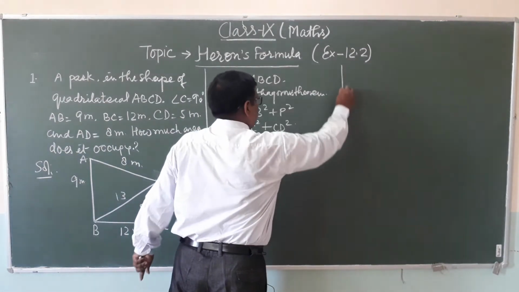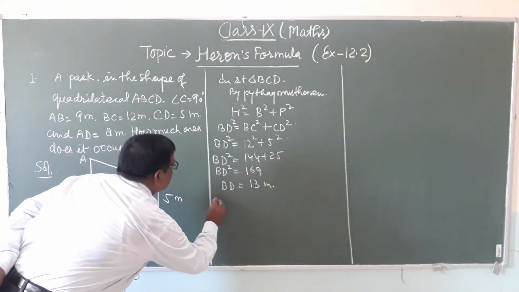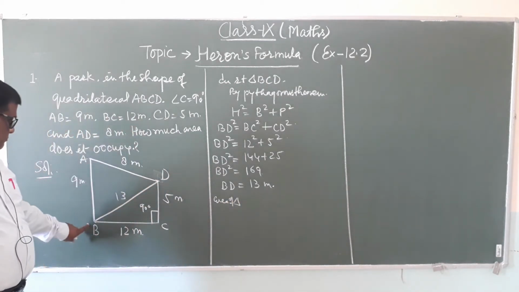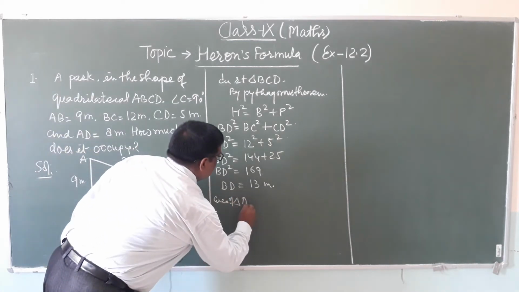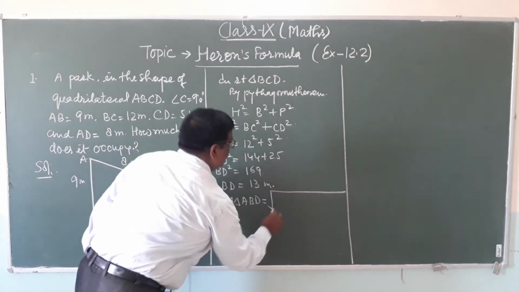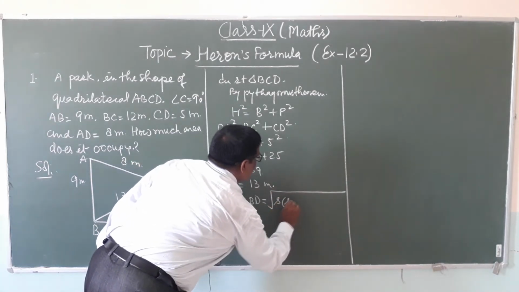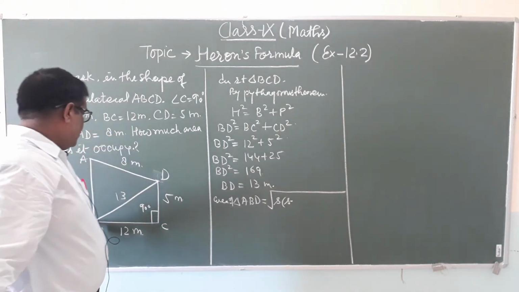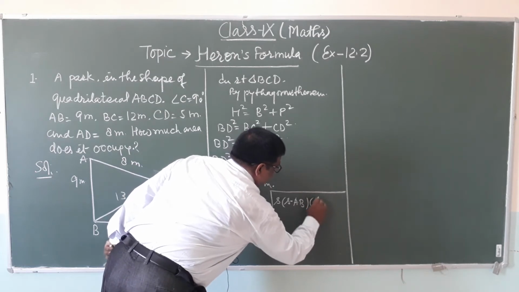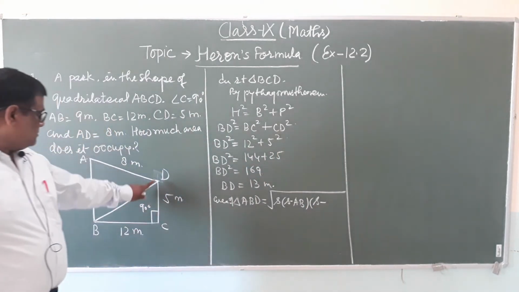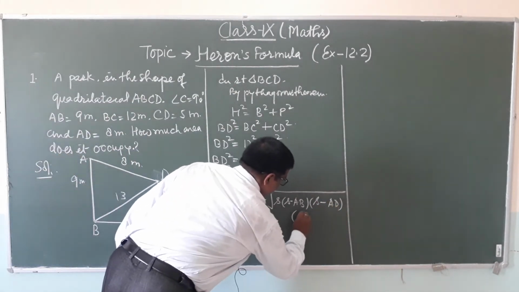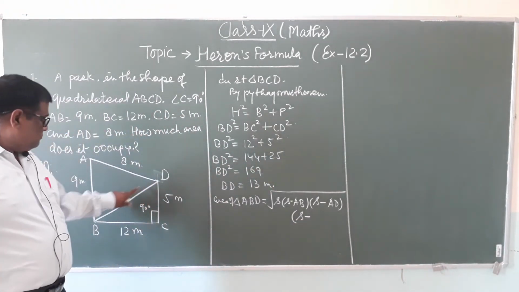Now the area of triangle ABD is equal to square root of S into S minus AB, in bracket S minus AD, and here S minus BD.